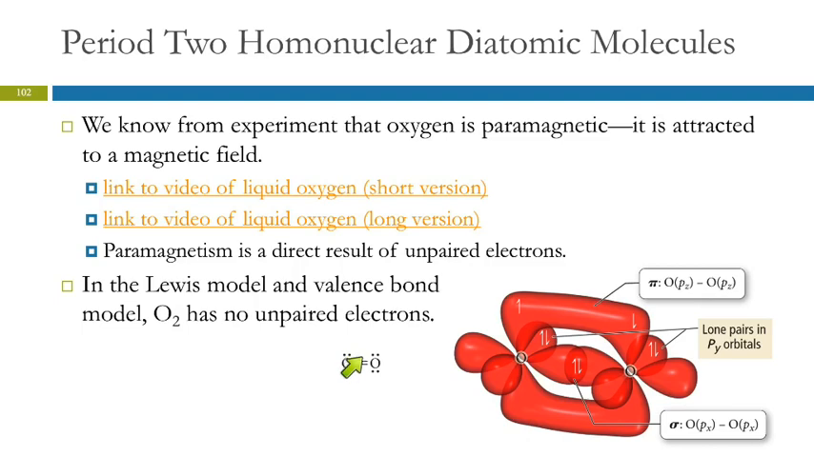This is the Lewis structure for an oxygen molecule. Do you see any unpaired electrons? Nope. Here is a bonding model from valence bond theory. Do you see any unpaired electrons? These 2 electrons are paired in this pi bond. Again, no unpaired electrons. Both of these models predict that oxygen would be diamagnetic, not interacting with the magnetic field.